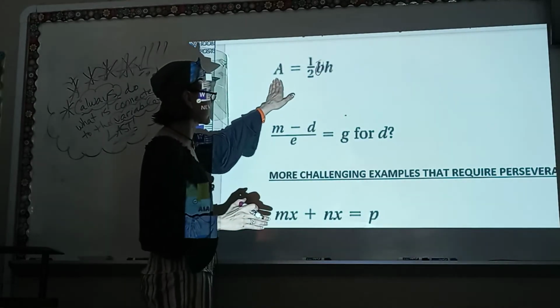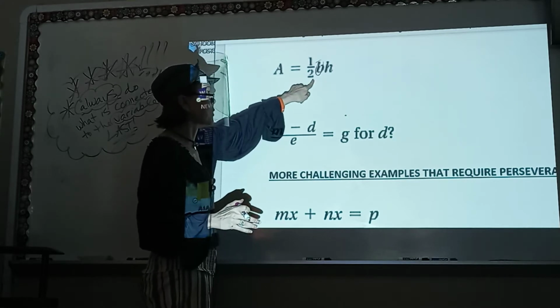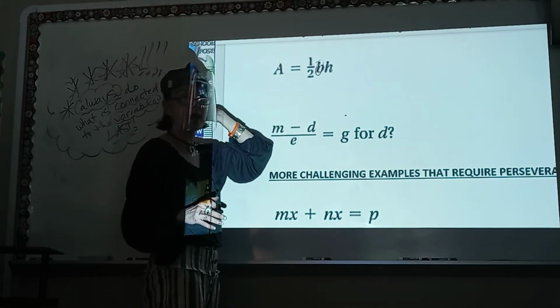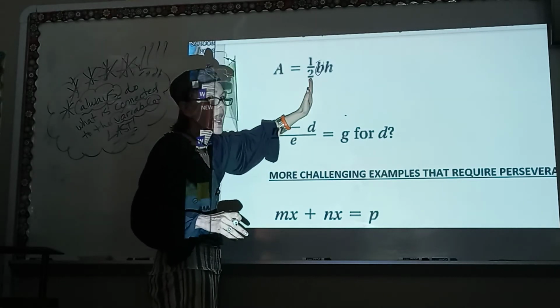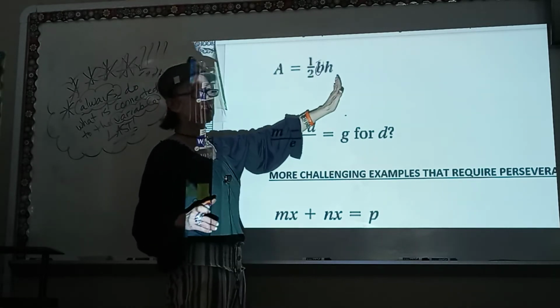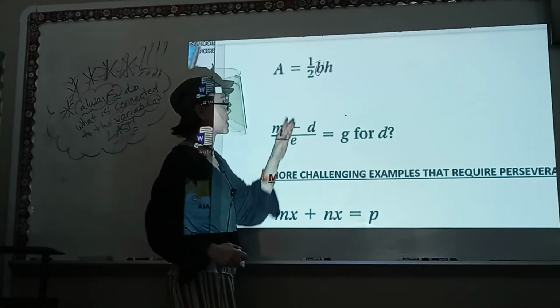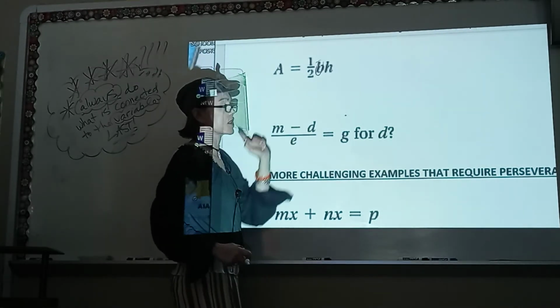Right now, this is solved for A. So that means we need to move the fraction to the other side. We need to move the height to the other side. Again, this is 1/2 times the base times the height. We need to get the B all by itself, because right now it's solved for A. Now we have to solve for B.